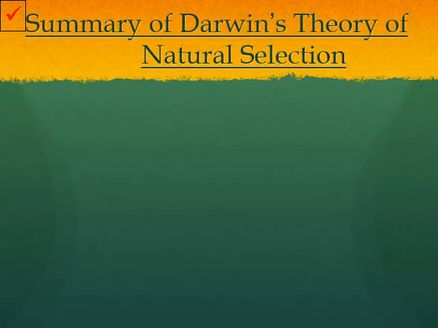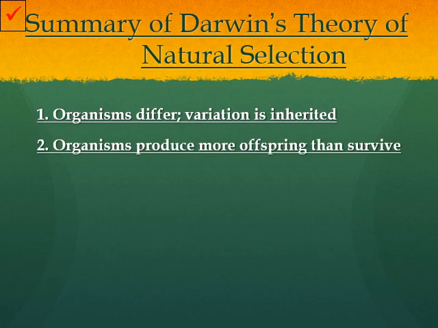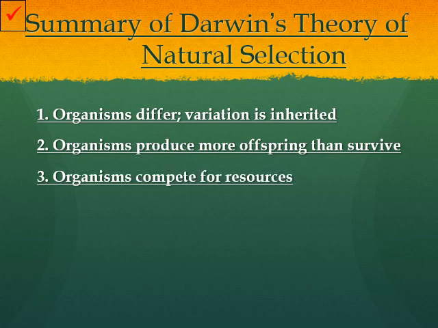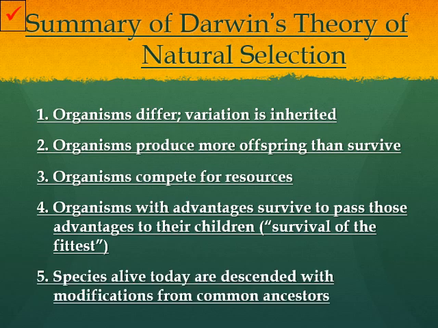So a summary of Darwin's theory of natural selection. The first thing is that organisms differ, and variation is inherited. The second is that organisms produce more offspring than normally survive. Third, organisms compete for resources. Organisms have to compete with one another because the environment doesn't have enough resources to make sure that everybody gets some. Number 4, organisms with advantages survive to pass those advantages on to their children. Now, we already talked about this in the last section, but this is natural selection. Organisms that have the best fitness get to pass these traits on. And finally, species alive today are descended with modification from common ancestors.